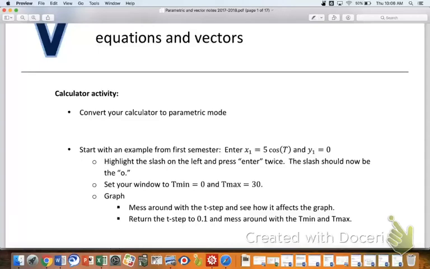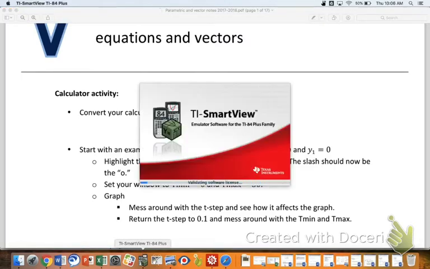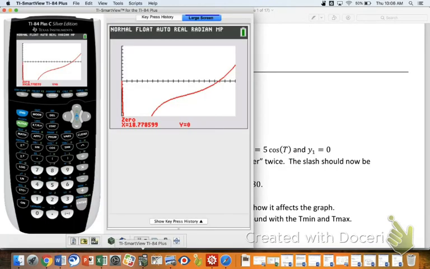Parametric mode. So parametric mode, I'll show you on my screen as well, once the calculator decides to go. This will probably be a new mode for all you guys.